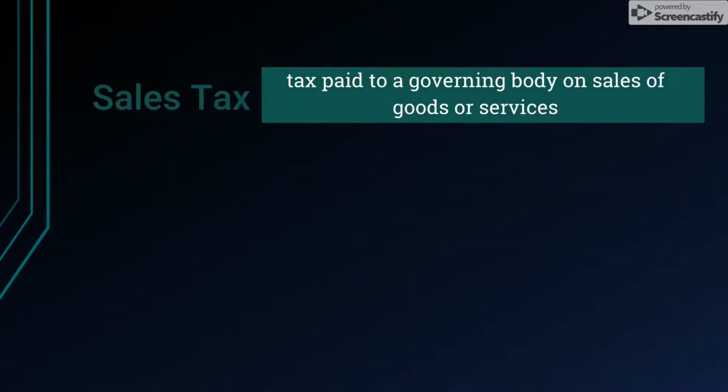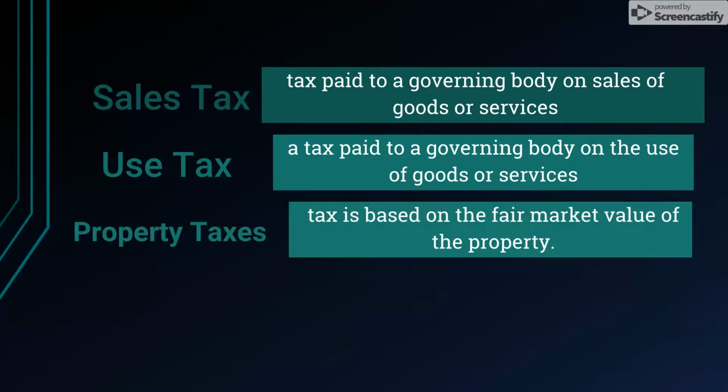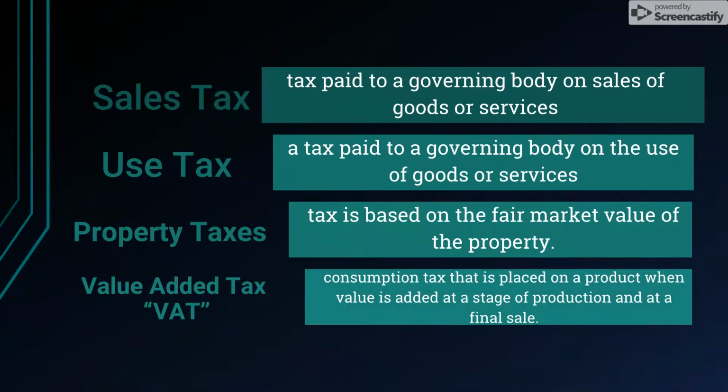So to explain each of these, your sales tax is a tax paid to a governing body on the sale of a good or service, and this is very commonly used in the United States and other countries, and we're very familiar with this. A use tax is what's paid whenever you don't pay a sales tax, so it ensures that the government is getting their fair share of your purchases. Property tax is just a tax based on the fair market value of property, and different states have different rules depending on if it's real property, tangible, intangible, and so on. And your value-added tax is a tax that's added throughout the production life cycle of a product.